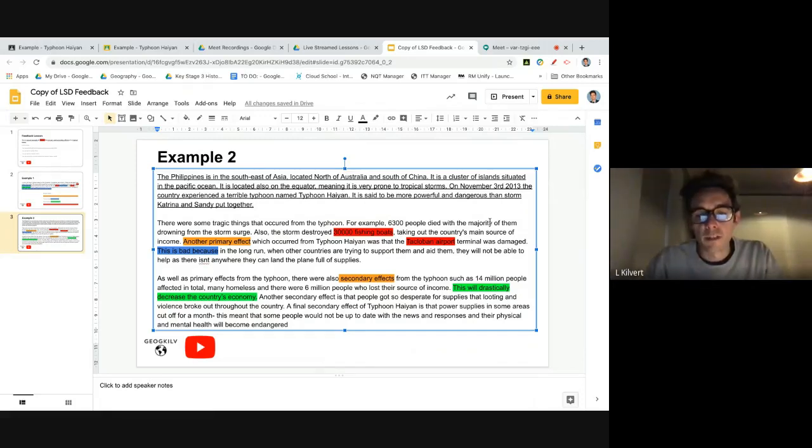So from my perspective, power supplies being cut off for a month is still a primary effect because it's not really long lasting. It's something that can be repaired quite easily. But if you're talking about people losing their source of income, and if you're talking about the country's GDP and how that therefore might have an impact on its ability to put in good quality healthcare services, okay, that would be a secondary impact. That's something that's far longer lasting, okay?